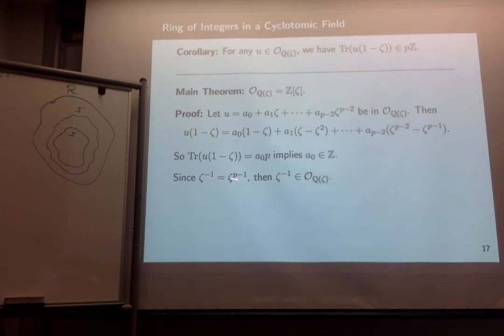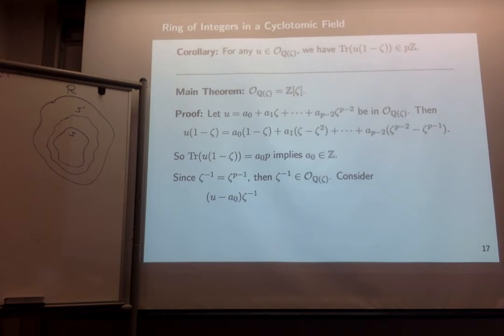Since the inverse of zeta is zeta to the p minus 1, and the cyclotomic integers form a ring, then zeta inverse is in the cyclotomic integers also. Excuse me, I misspoke. Not because it's a ring that the inverse lies in there, but because zeta to the p minus 1 is in the cyclotomic integers, and the inverse of zeta, which equals zeta to the p minus 1, is also in there. Okay, so now consider this.